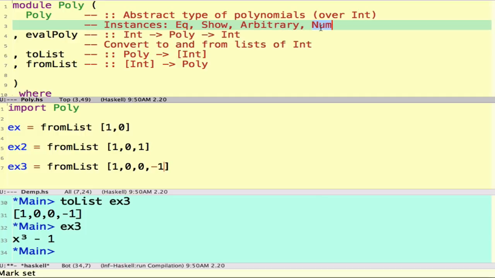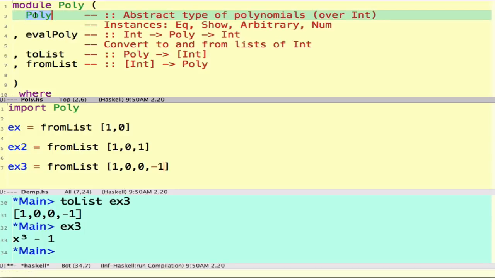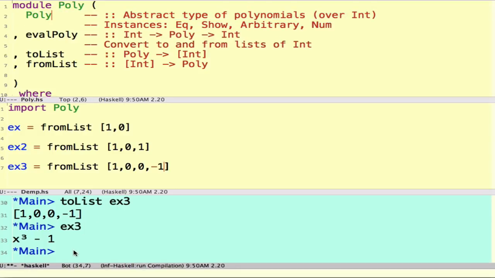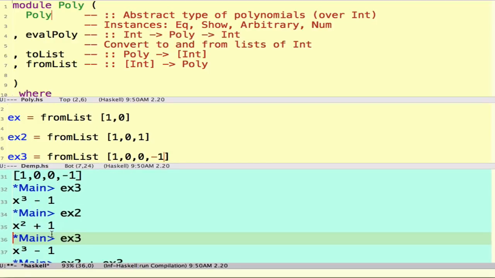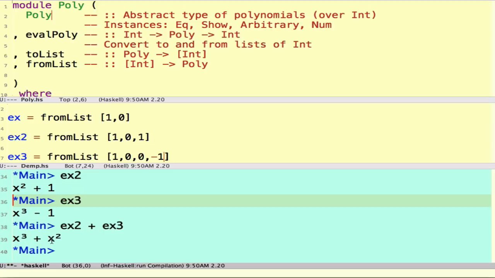We're also an instance of Num. What does that mean? Well, it means that a poly is a kind of number. And what can you do with numbers? Well, you can do all the usual things you can with numbers. For example, you can add them together. So if we take ex2, which is that guy, and ex3, which is that guy, we can add ex2 and ex3 because they are now also a type of number. And what you get is, let me just expand the window a little bit. The ones cancel out here and you just get x cubed plus x squared when we add those two polynomials together.